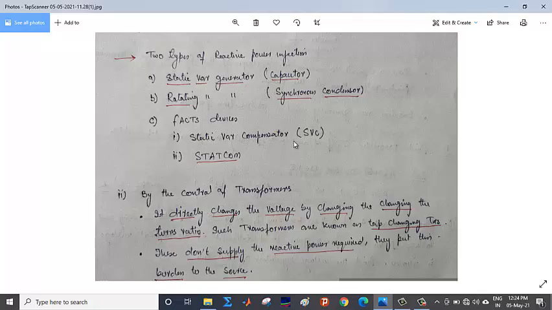The thyristor is not fully controlled, it is half controlled. We can switch it on, but we cannot switch it off. But here in STATCOM we have IGBTs, we have BJTs. They are fully controlled.